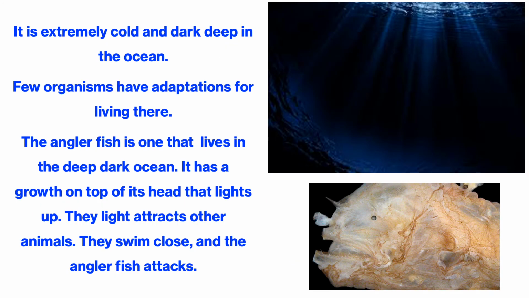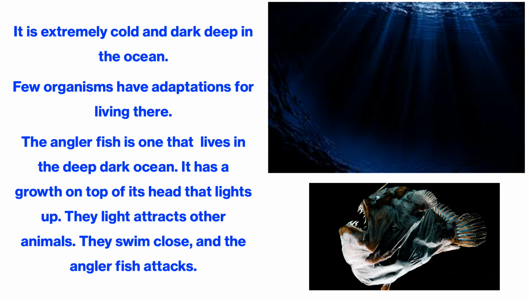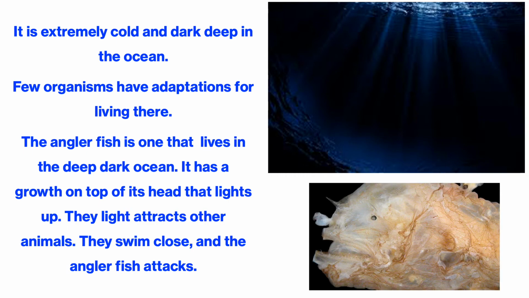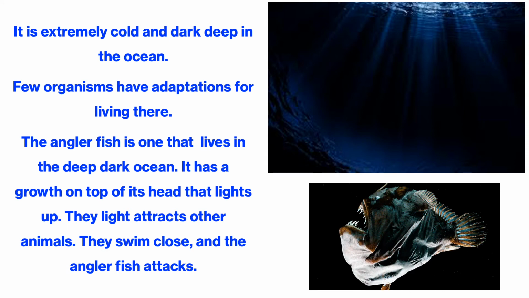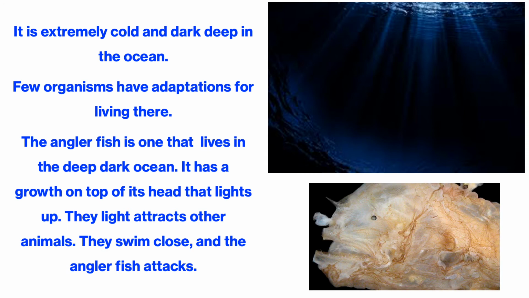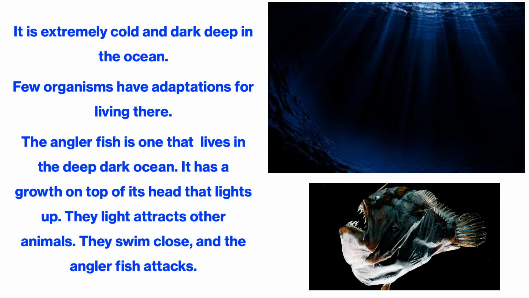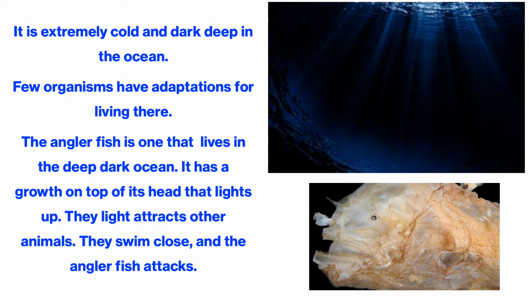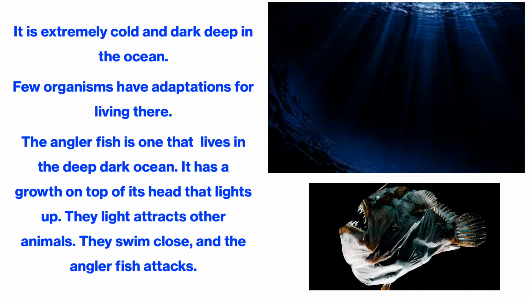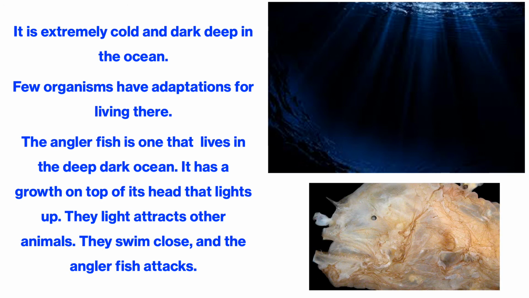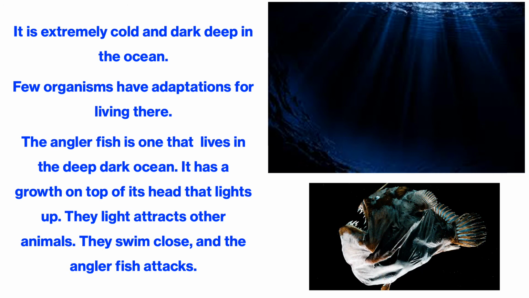It is extremely cold and dark deep in the ocean. Few organisms have adaptations for living there. The anglerfish is one that lives in the dark, deep ocean. It has a growth on top of its head that lights up. The light attracts other animals. They swim close and the anglerfish attacks.